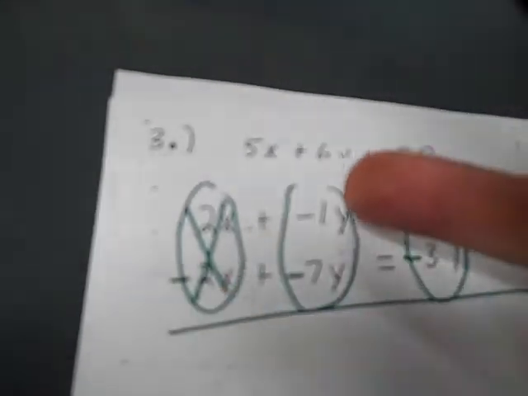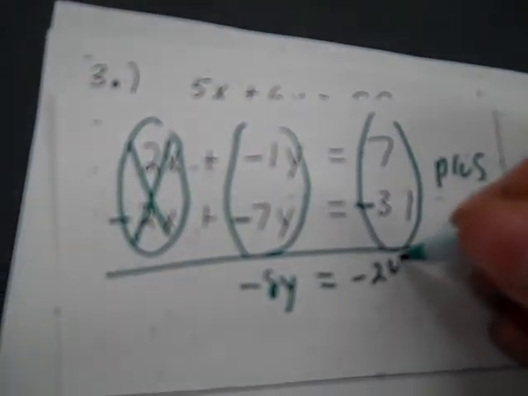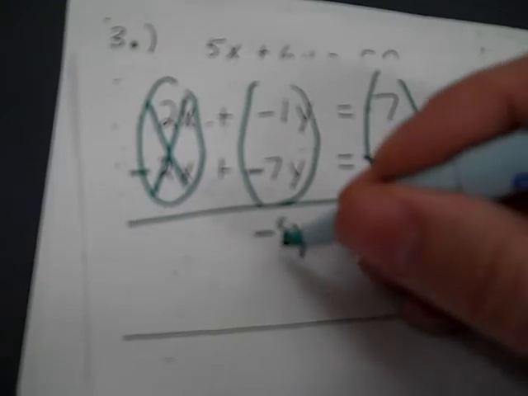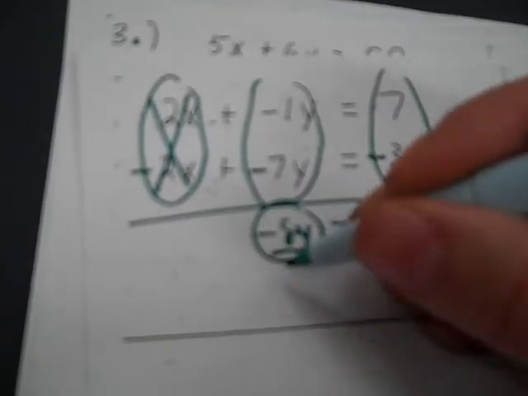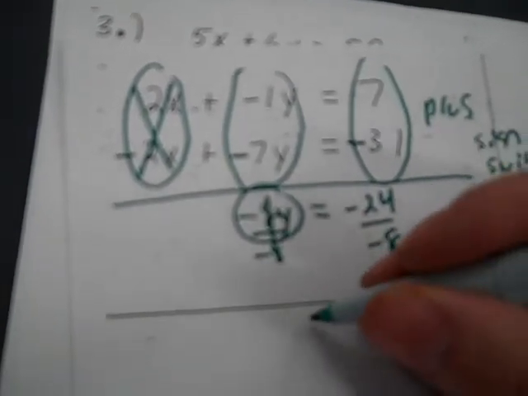Okay, so now I plus. Let's see if I can get 0 now. 2 plus negative 2 is 0. That crossed off. So negative 1 plus negative 7 is negative 8 with y equals 7 plus negative 31 is negative 24. Okay, now I can divide. Dot, circle, and divide by negative 8. Negative 24 divided by negative 8 is 3.